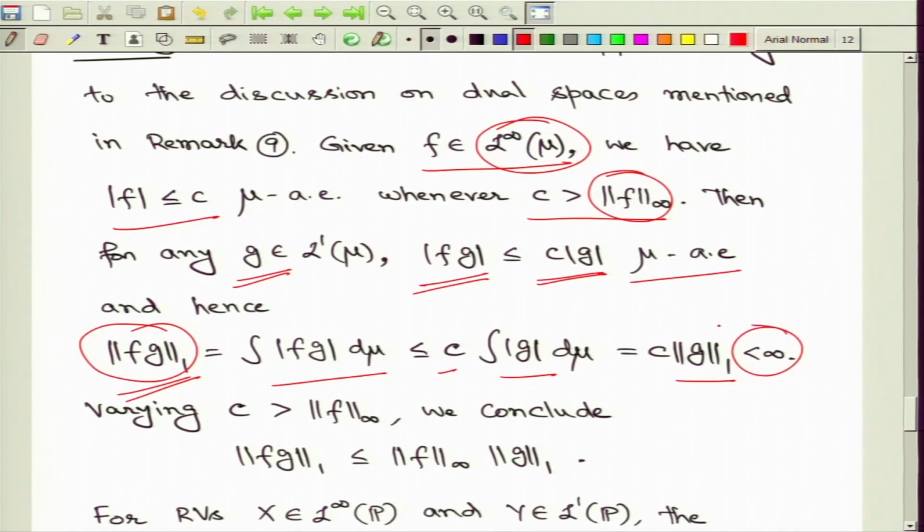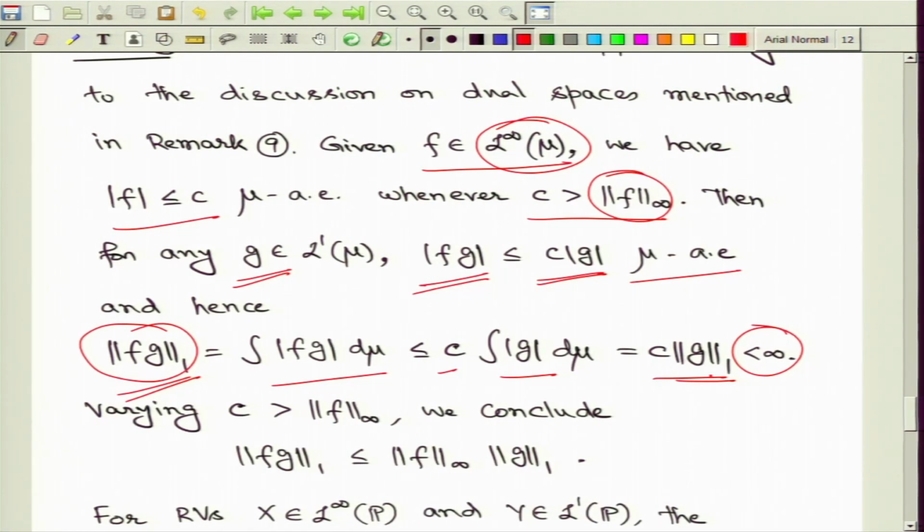So, therefore, f times g is actually an L 1 function. So, what we have actually shown is that if f is in L infinity and g is in L 1, we actually have f times g is in L 1, and the integral of that will give you a certain number that is dominated by this bound.